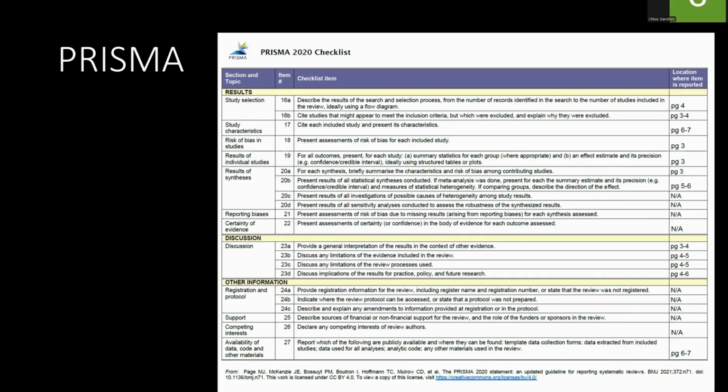They didn't talk about the review protocol or state that a protocol was prepared. They didn't really explain any amendments or information provided at registration, any financial or non-financial support for the review, or any competing interests of review authors.